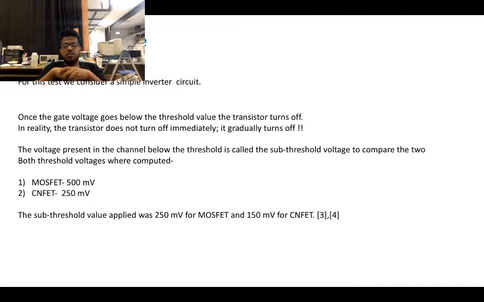So what I mean to say is there's a sub-threshold voltage, which is present inside the transistor even after you have turned it off. So there is still a loss going on inside your transistor once it is switched off. The two devices, the MOSFET and the CNFET, had a threshold voltage of 500 millivolt and 250 millivolt, and obviously the sub-threshold voltages will be less than that. So for our comparison, we have used a sub-threshold voltage of around 250 millivolt for the MOSFET, and around 150 millivolt for the CNFET.